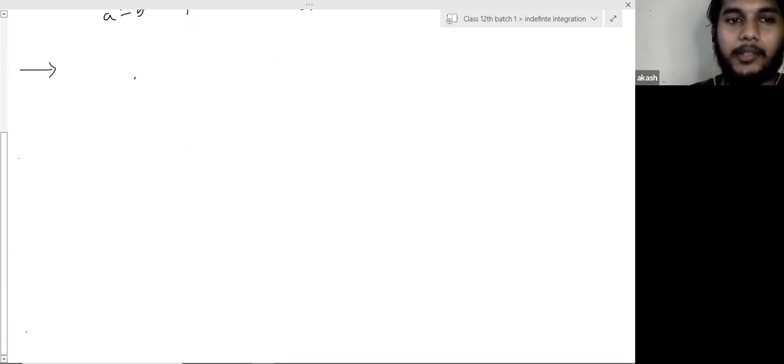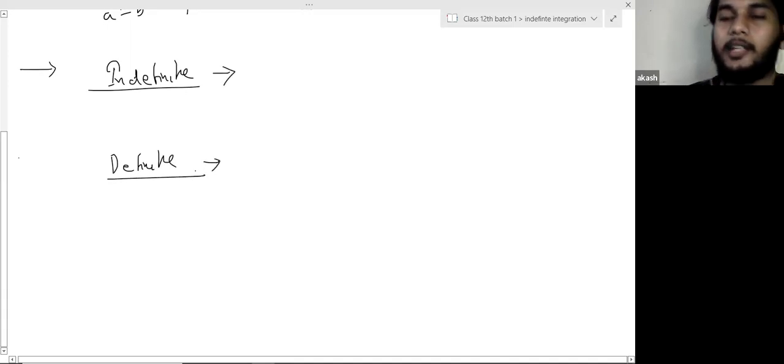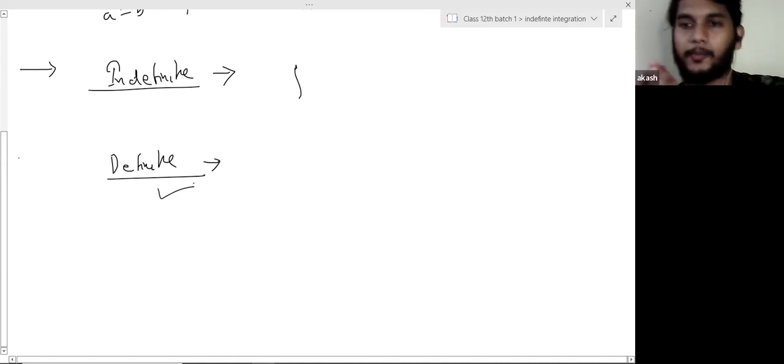So what is integration? First of all, there are 2 types of integration we are going to study: indefinite and definite. Indefinite integration is where we are not talking about limits, from where to where we are integrating. In definite integration, we integrate from this limit to that limit.